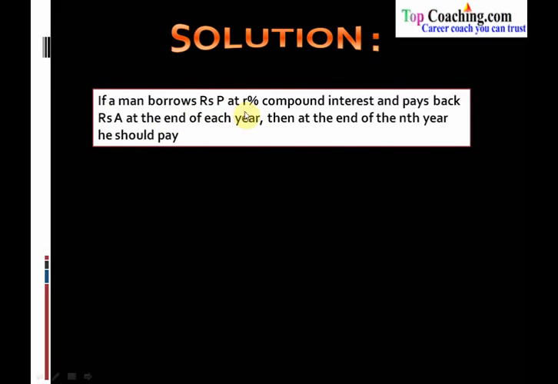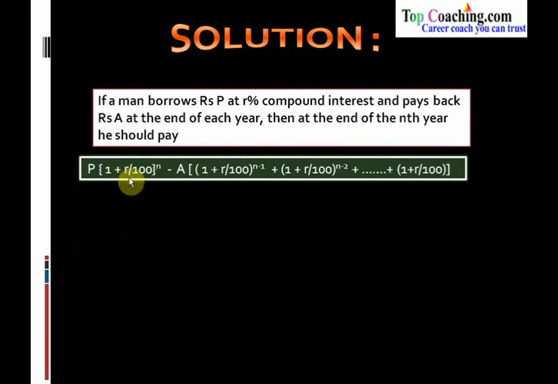If a man borrows rupees P at R percent compound interest and pays back rupees A at the end of each year, then at the end of nth year, he should pay back P into 1 plus R by 100 to the power of N minus A into 1 plus R by 100 to the power of N minus 1 plus 1 plus R by 100 to the power of N minus 2 and so on up to 1 plus R by 100. So this is the formula for such type of problems. And this expression A into 1 plus R by 100 to the power of N minus 1 and so on up to 1 plus R by 100 is actually the interest value of the amount he is paying at the end of every year.